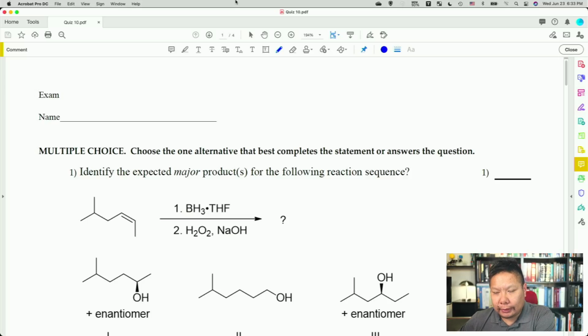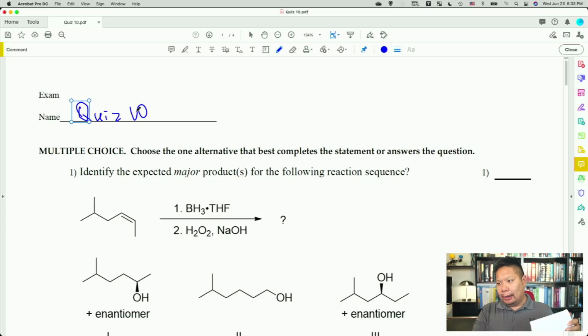Hello again, everyone. We are going to now do the quiz solution video for quiz 10. And I'll write that up here so we know. Quiz 10. Alright, so the first one, identify the expected major products for the following reaction sequence.